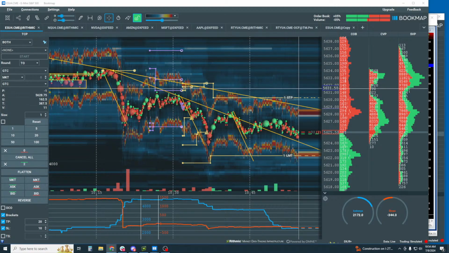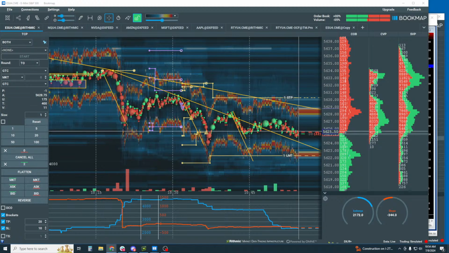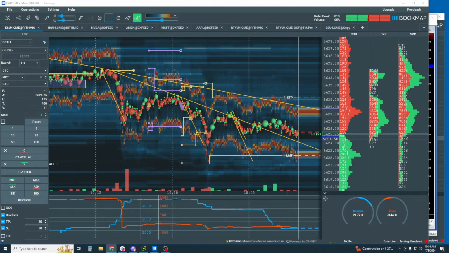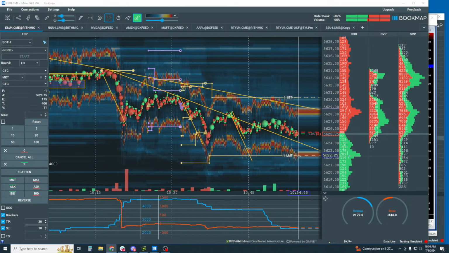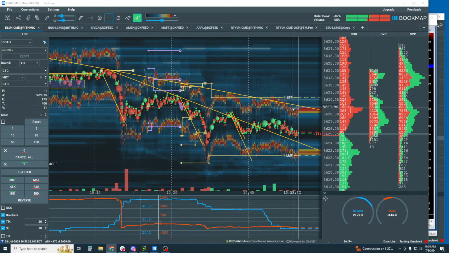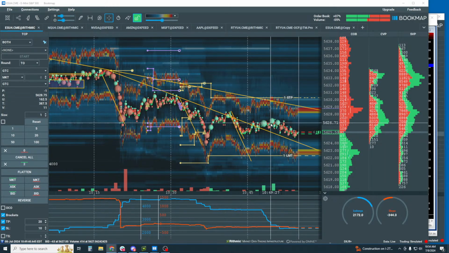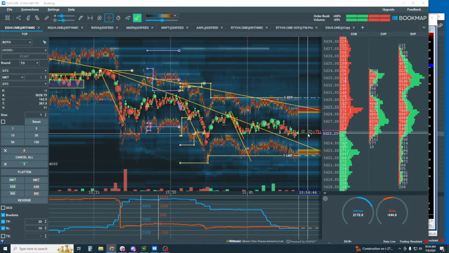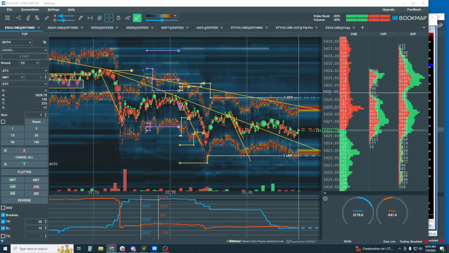You can see your double distribution profile in here, and we're kind of testing the lower end of the profile here. I'm still looking for a squeeze, a long squeeze, and a big stop run into our level here. And we have plenty of buyers in here that are just going to get hurt if we get the squeeze lower here.